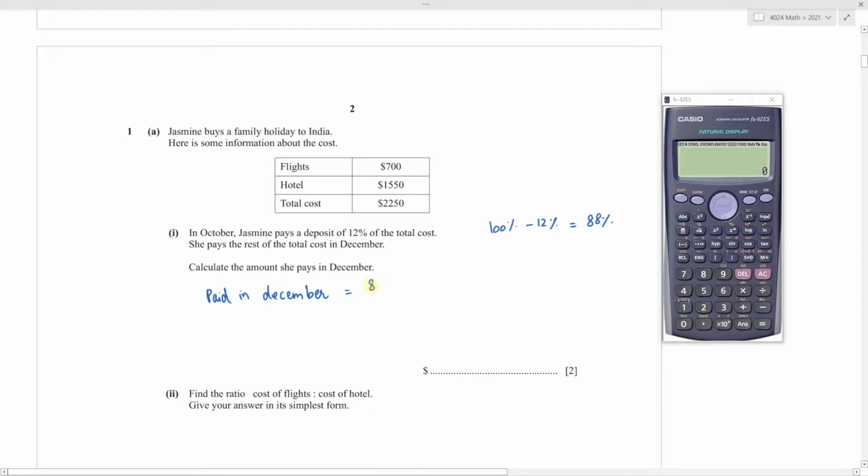So paid in December is 88% of 2250, which is 0.88. 88 divided by 100 multiplied by 2250. So 0.88 multiplied by 2250, $1,980.